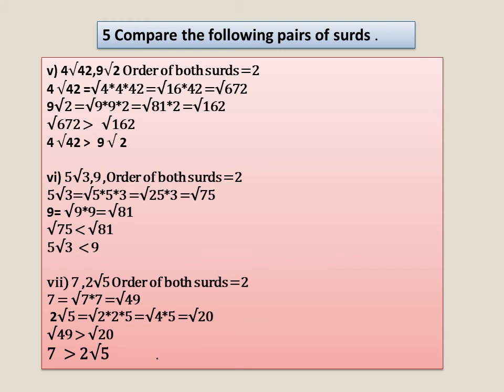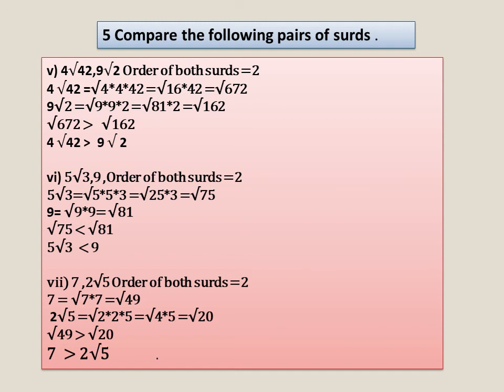5 root 3 and 9. What is the order? 2. 5 root 3 means outside number 5. How many times inside? 2 times. 5 into 5 into 3. Square root of 25 into 3, square root of 75. And 9 means square root of 9 into 9, that is square root of 81. 75 and 81, who is greater? 81. Then root 75 is smaller than root 81. Therefore, the original number 5 root 3 is less than only 9, because the square root of 81 is 9.